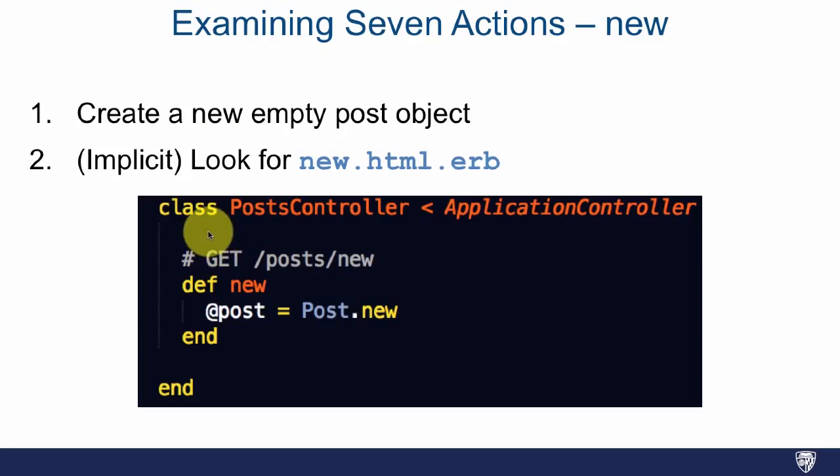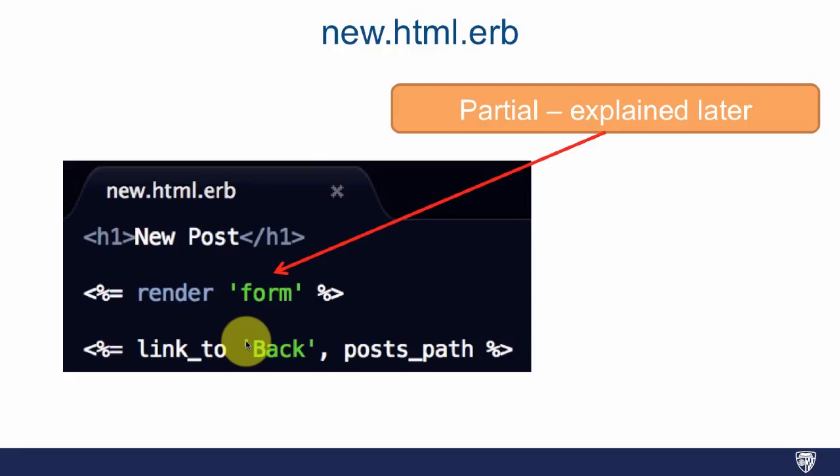Now, for this one, there is no set post before action, obviously, because set post only makes sense if you have an ID of an existing post to be able to find it. In this case, we're actually creating a new post. So the next step is going to this new.html.erb template, which is going to say we have a new post, so this is going to be our form, and then we're going to render a form. Now, for now, we're not going to actually see the code for a form. Just keep in mind that form is something called a partial, which basically means it's like a fragment. And we'll talk about the partials later.